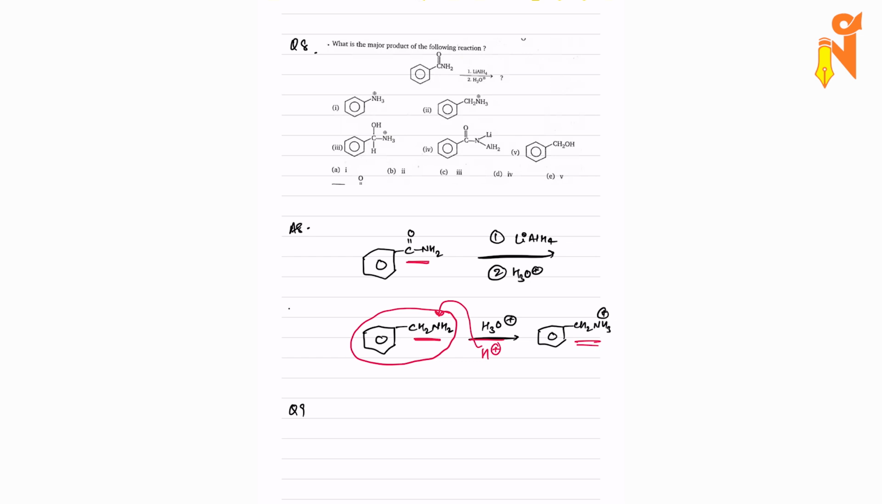So LiAlH4 does the reduction of the amide, and it requires a water molecule to supply hydrogen on both sides. But if it is in the acidic medium, in that case the H plus can eventually go to the nitrogen because it is a basic atom and can form NH3 plus. So this is your option number B.